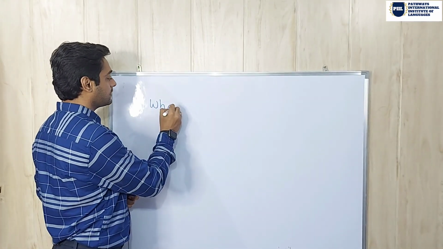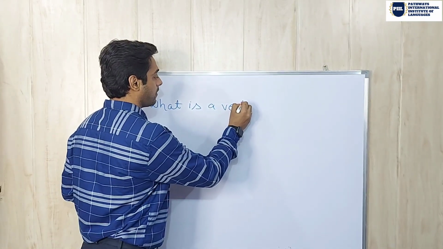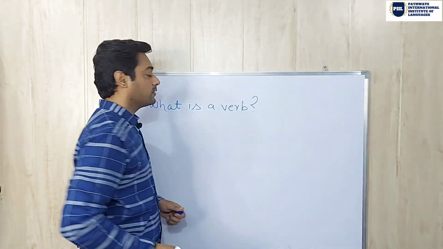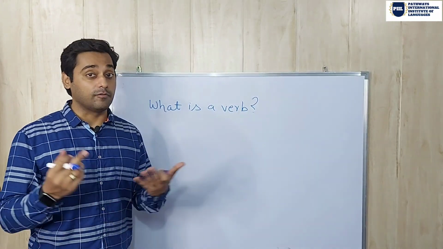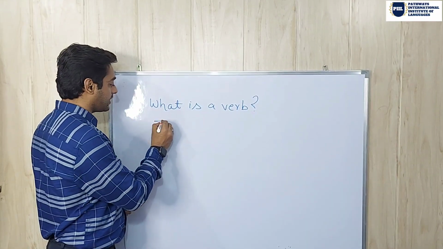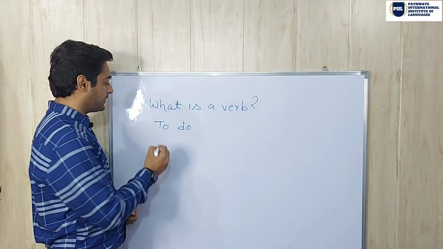What is a verb? So what is a verb? A verb is any kind of action. For example, in English, let's take to do. To do is a verb.